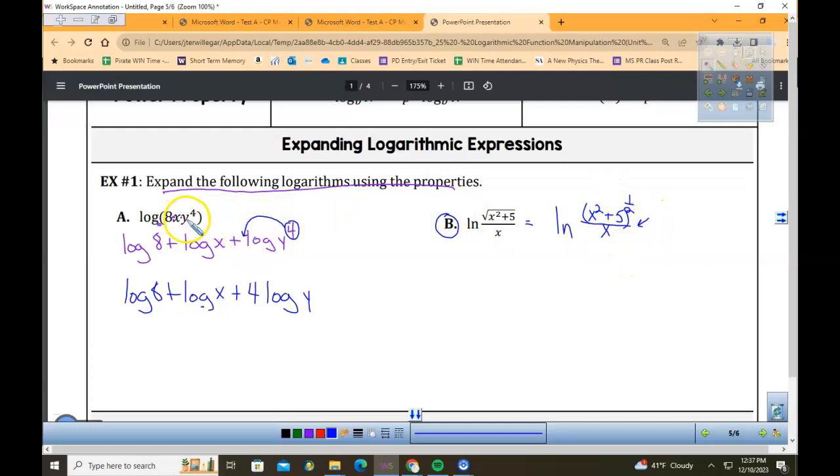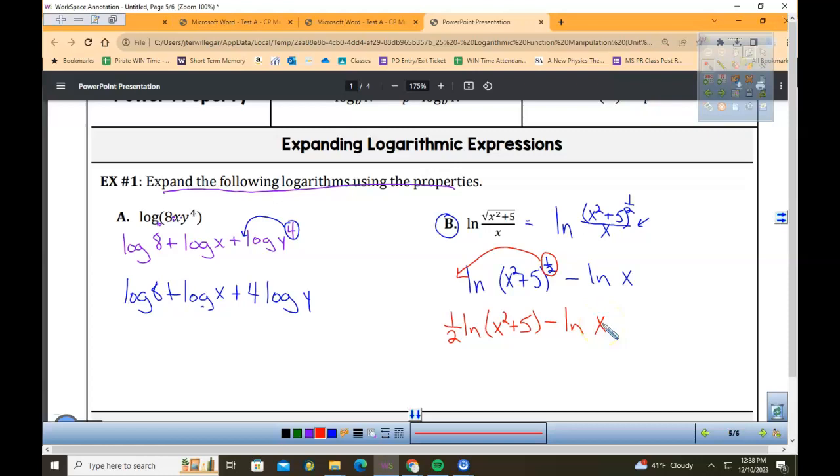Where before I had multiplication, so I added. With division, I take my two pieces, my denominator and my numerator, the top and the bottom, and I subtract them. Keep that natural log there. Divide, we subtract. Now I take this 1/2, and whenever I have a power, I can move it in front. So I do 1/2 ln of x squared plus 5 minus ln of x.